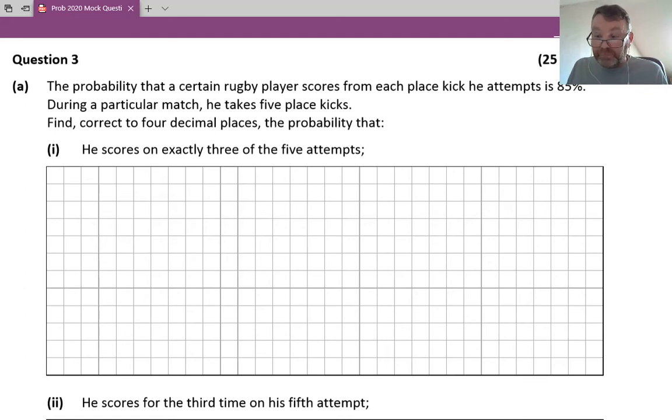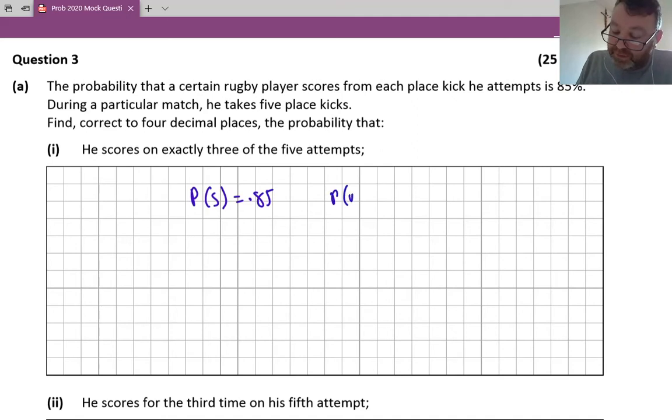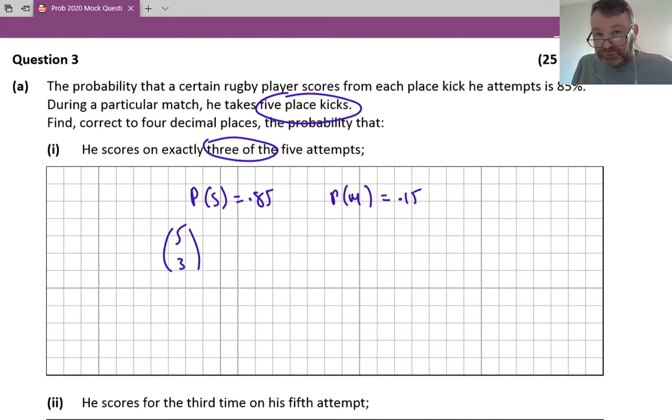Bernoulli trial again. So in this case, we've got the probability of a score being equal to 0.85, which means the probability of a miss is equal to 0.15. So there's the two probabilities in this Bernoulli trial. What do we want? He takes 5 place kicks, and we want to get three of them. So that's going to be 5C3. So out of 5 penalty kicks, we want 3 successes. The probability of success is 0.85. I want 3 of them. The probability of failure is 0.15, and I want 2 of them.